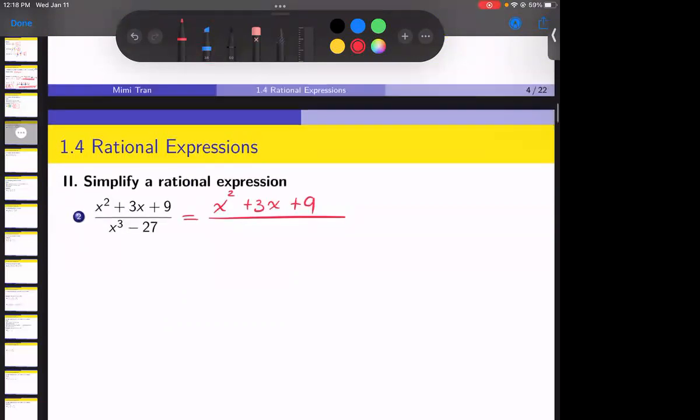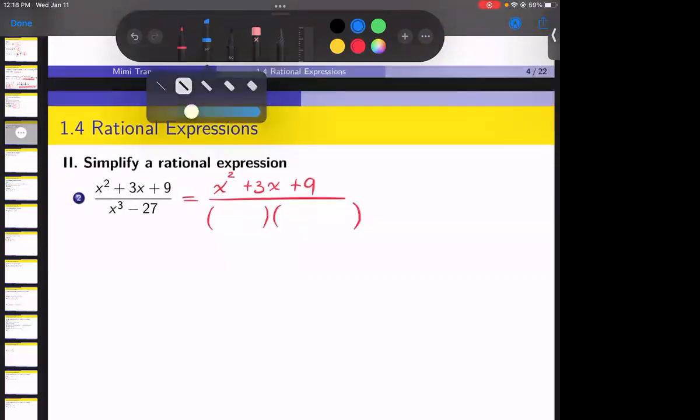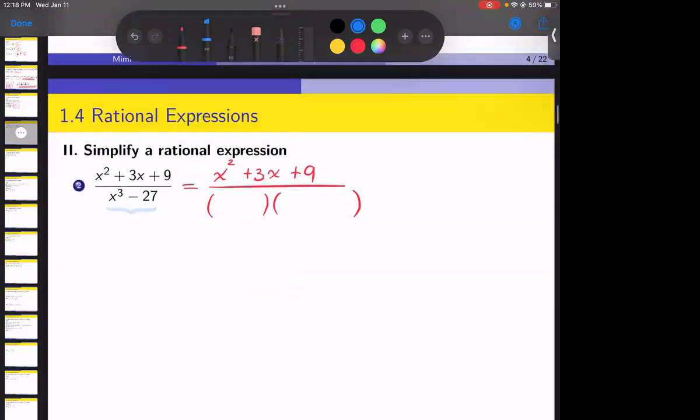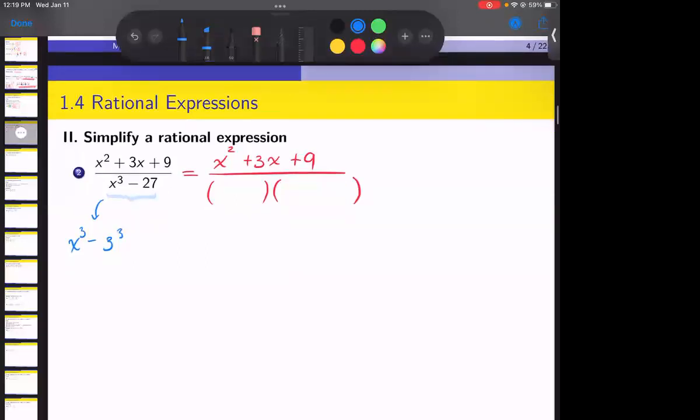What about the bottom? Oh no, I'm not asking you about the domain. I want you to simplify. So no domain here. Instead of 27, I'm going to rewrite it as 3 cubed. Do you guys remember this?